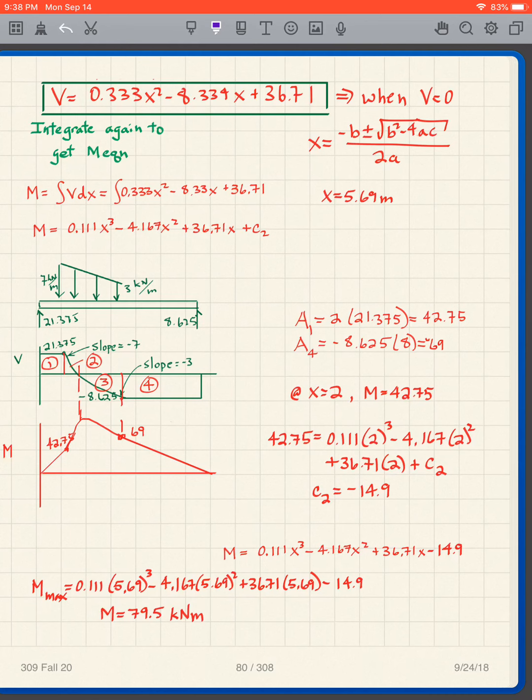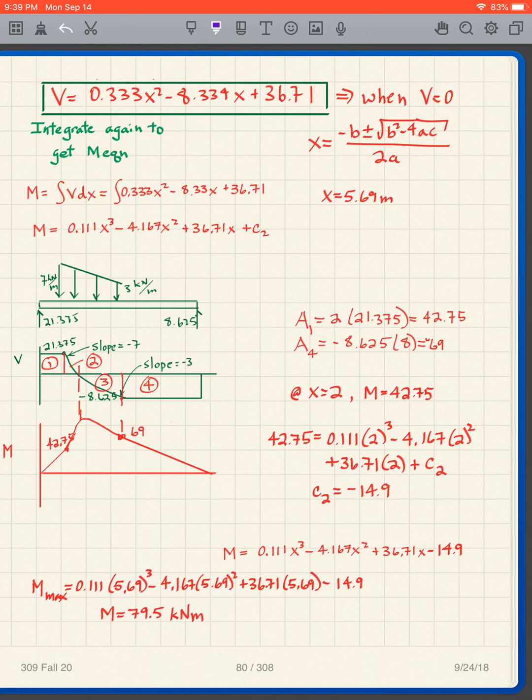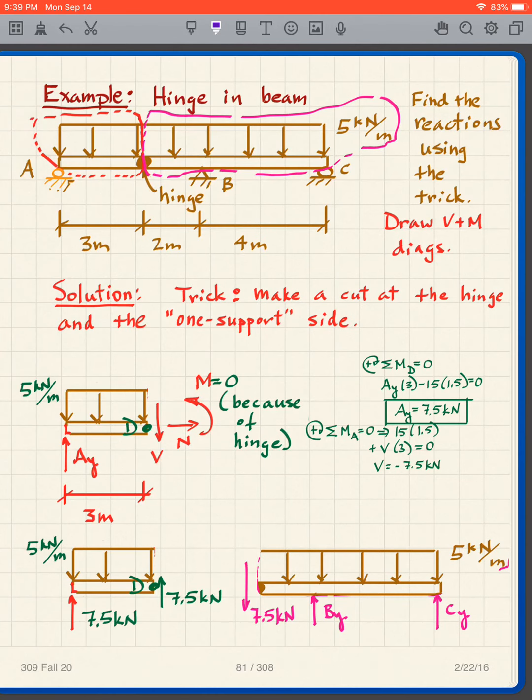And then I want to get this peak there. How do I get the peak? Well, I want to figure out what that x value is when V equals 0. I set this V equation equal to 0 and solve the quadratic equation using that formula. I get x equals 5.69. I take that 5.69 and put it into my moment equation, and I get that M max is 79.5 kilonewton meters. All right, I'll stop there.